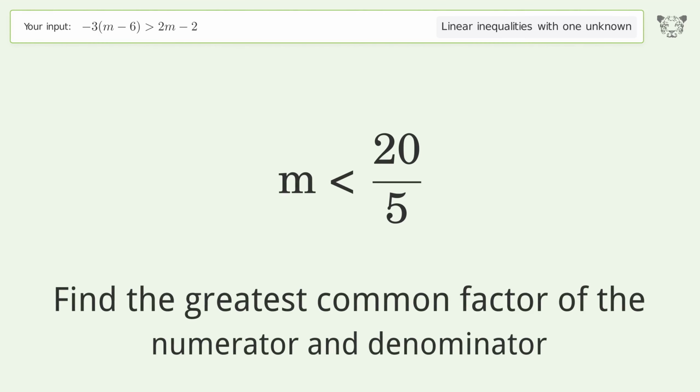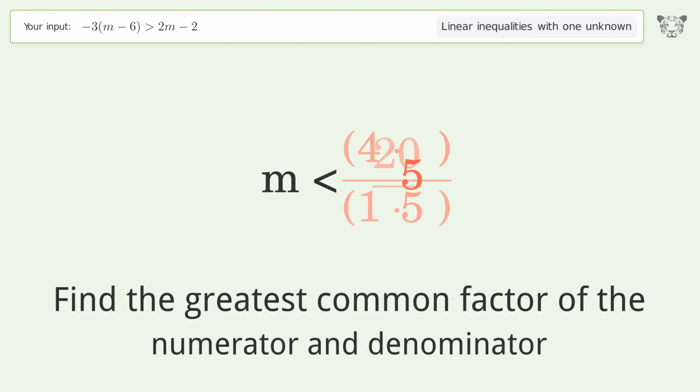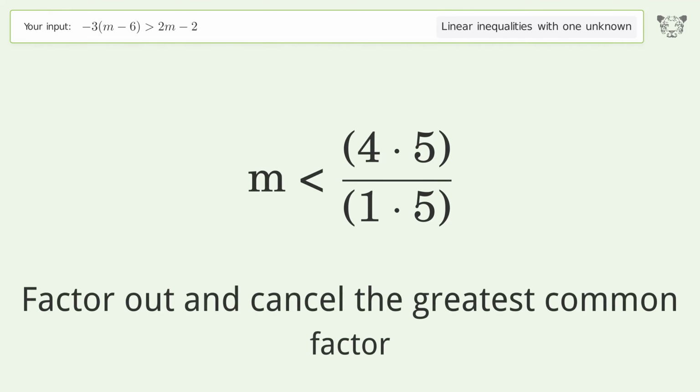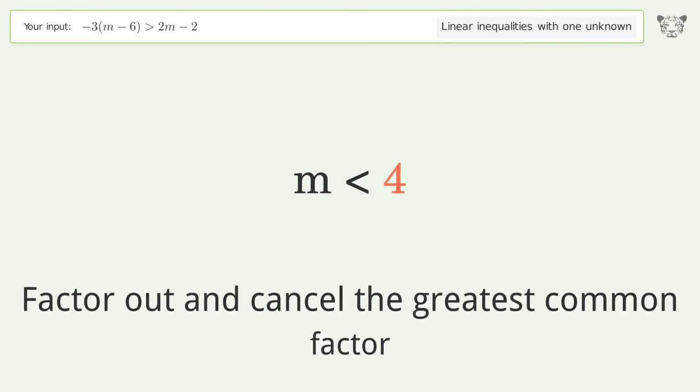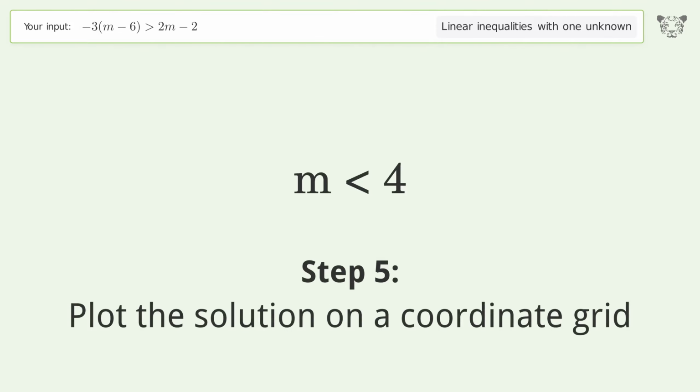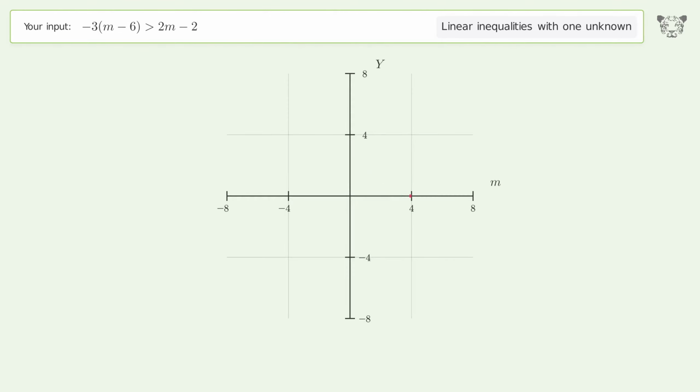Find the greatest common factor of the numerator and denominator. Factor out and cancel the greatest common factor. Plot the solution on a coordinate grid. And so the final result is m smaller than 4.